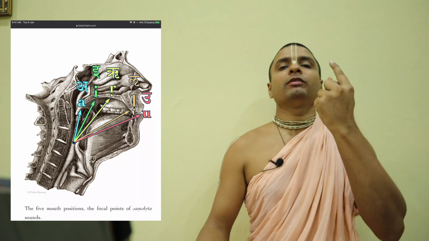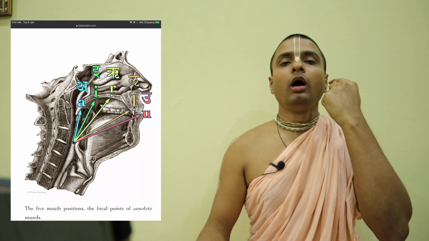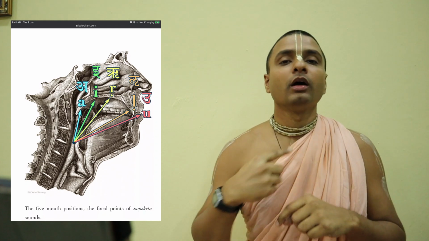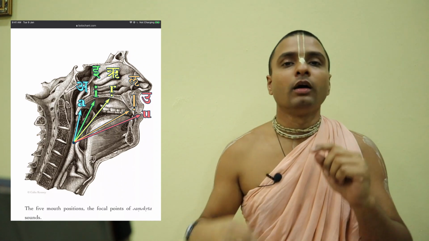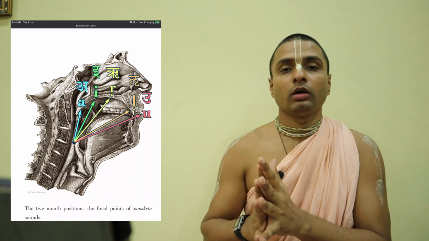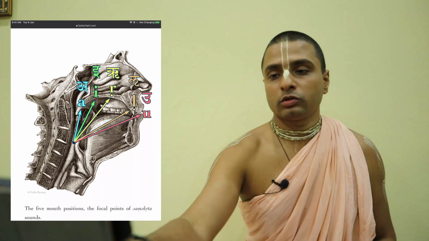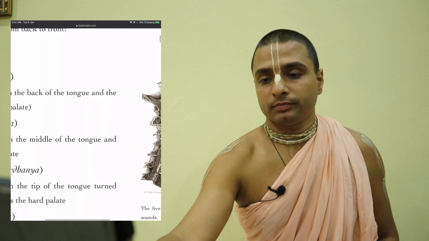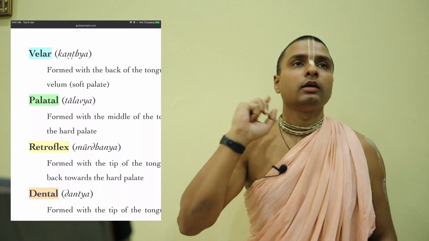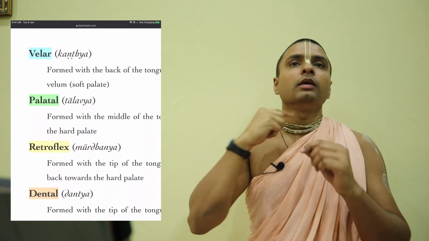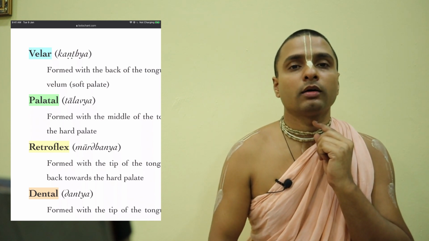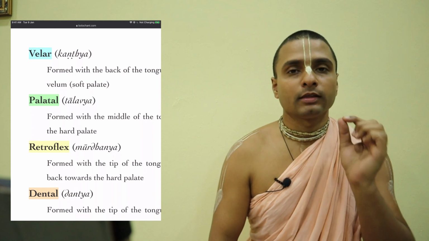Now if you roll the tongue even more back, it's the soft part. You can feel that almost here. When you roll your tongue, there is a soft part. So that soft part is called kanthya. So the sounds produced from there are kanthya. So when you say "ka", it is coming from there. You see the back of the tongue or the middle of the tongue is touching the soft palate. Notice that? That's what I'm saying.